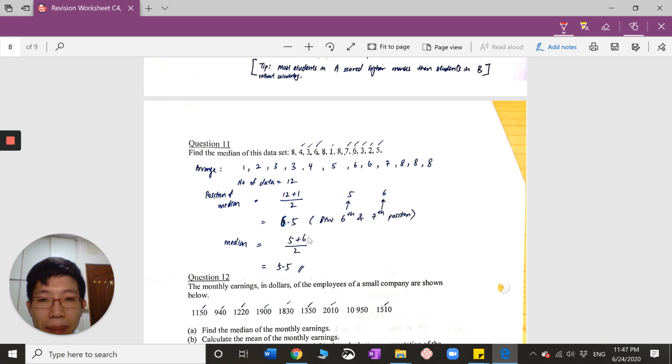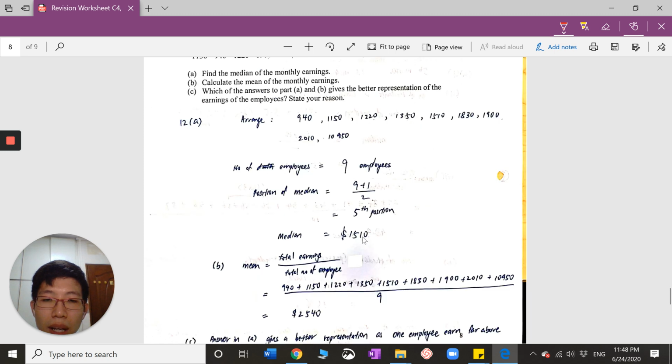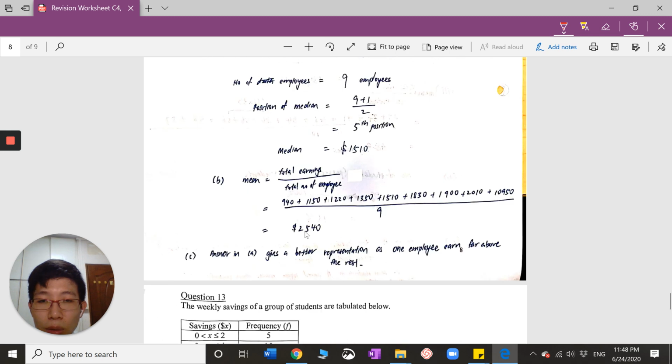So for question 12, they say find the median of the money earned. First step, you arrange in order, and the number of employees will be 9 employees. After that you find the position, and you realize that it's at the 5th position. So that's why the median is 1,510. To find the mean, it is the total earning. It means you add up all the earnings by all the 9 employees and divide by 9. So you get 2,540.